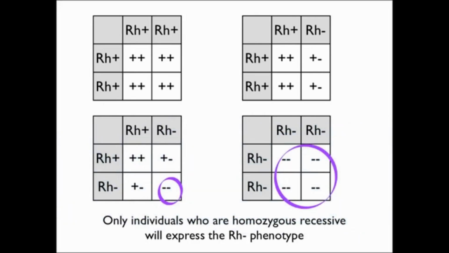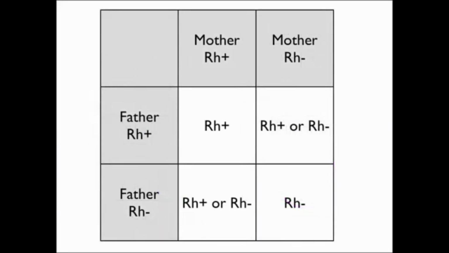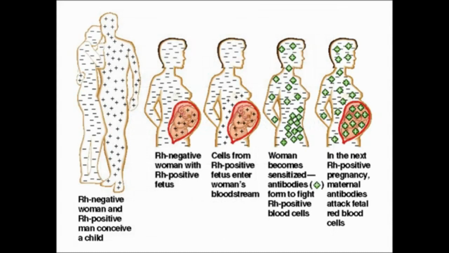So here's another way of looking at it. Of course, there's all four of those as well. Another way of looking at it, these are the options. If the mother is Rh positive or negative, the father is Rh positive or negative, and so forth. So you can see what options are possible. When this becomes a medical issue is this scenario. If you have a woman who's Rh negative and her partner is Rh positive, this can happen: she can conceive an Rh positive child.